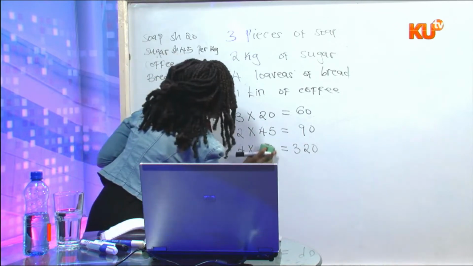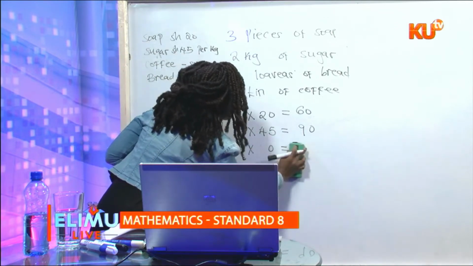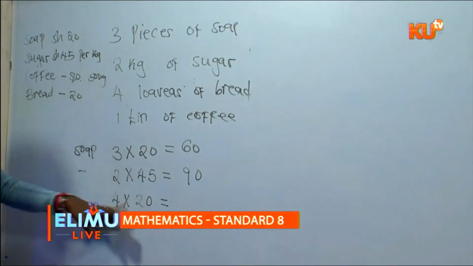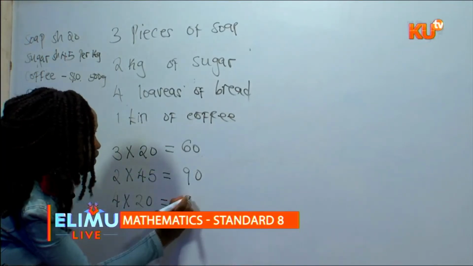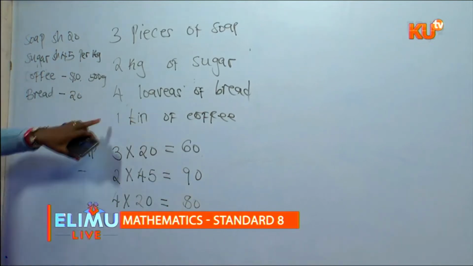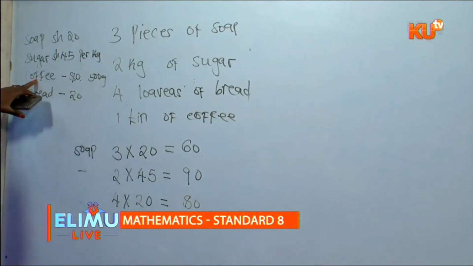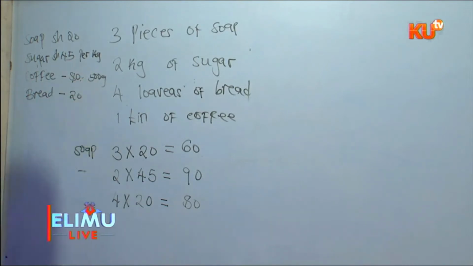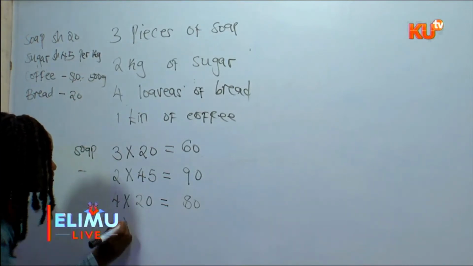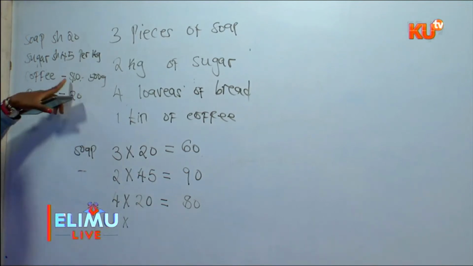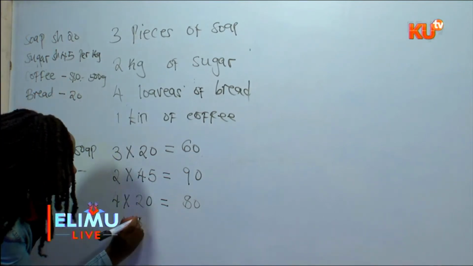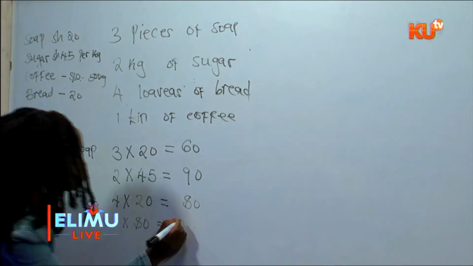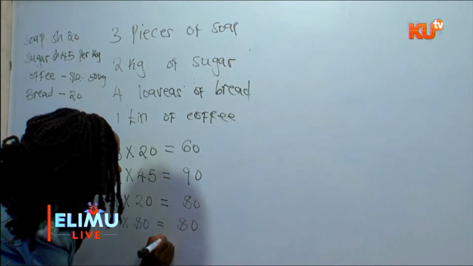So here we are going to change this. Bread costed 20 shillings, so it is 4 times 20. We get 80 shillings. Then 1 tin of coffee. A tin costed 80 shillings per 500 grams, and he bought 1. So it is going to be 1 times, that is the number of tins, times the cost of 1 tin, which is 80 shillings. So 1 times 80, we get 80.